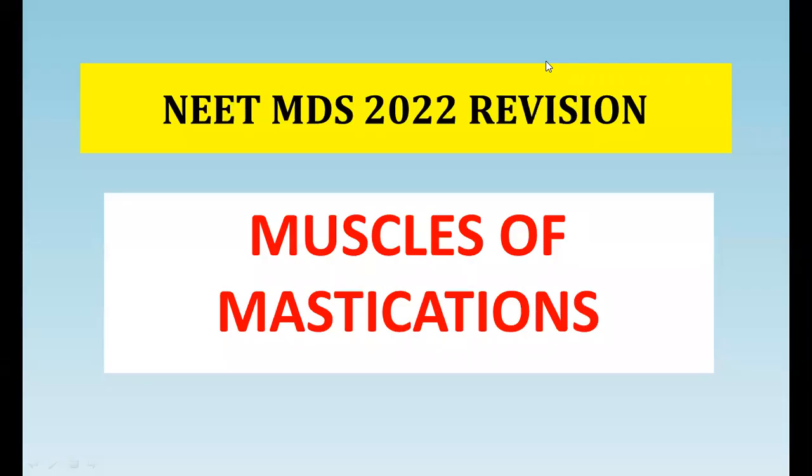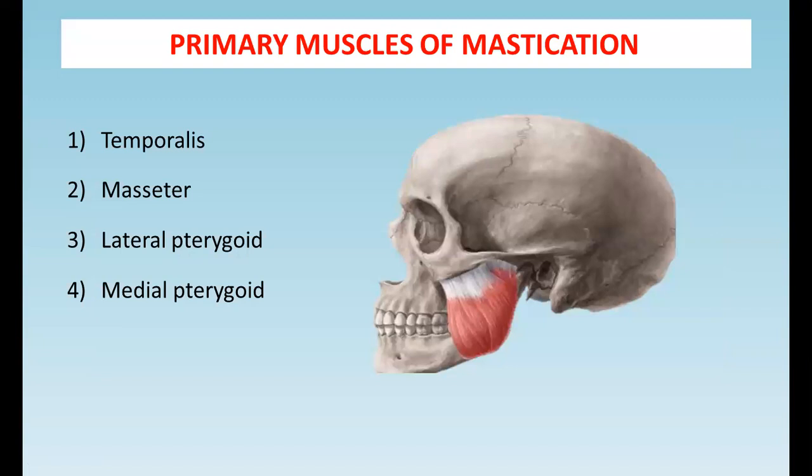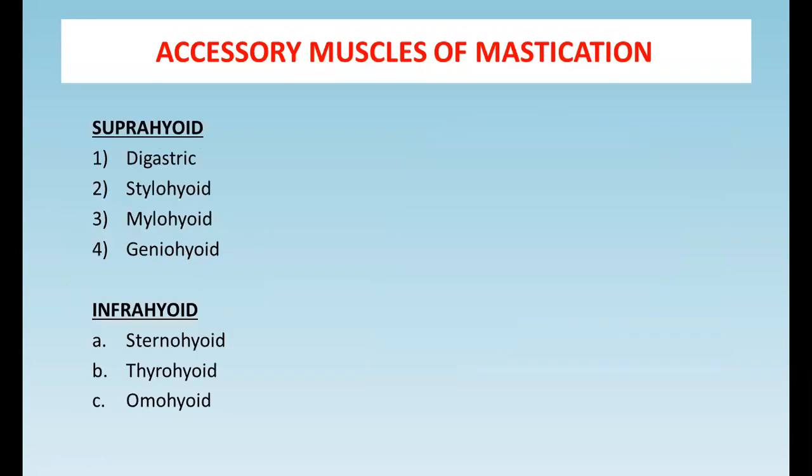Everyone, today I'll be covering the muscles of mastication in my NEET MDS revision series. Now let's start the video. The four primary muscles of mastication are temporalis, masseter, lateral pterygoid, and medial pterygoid. In this video, I'll be covering these muscles of mastication in detail.